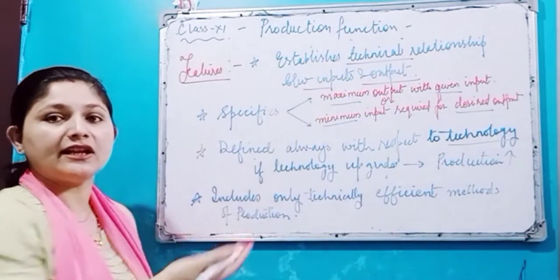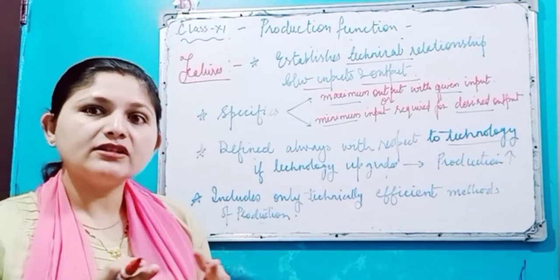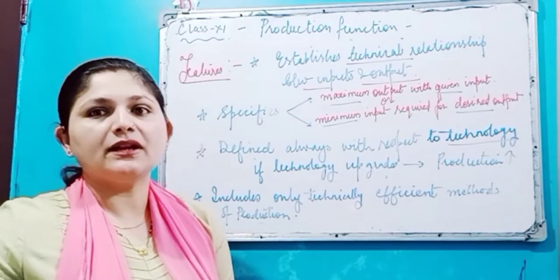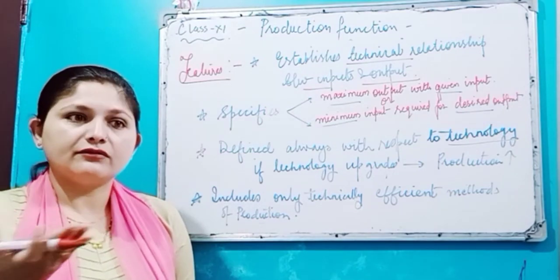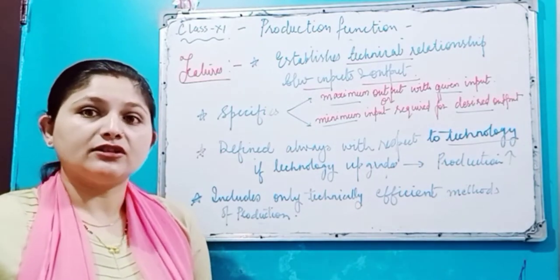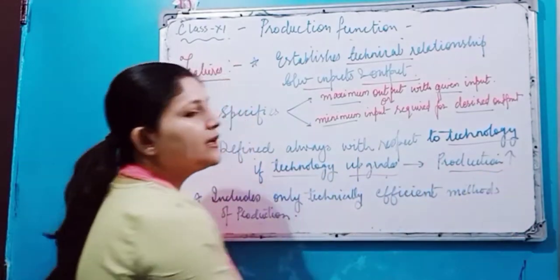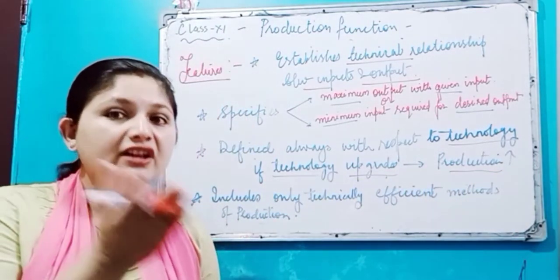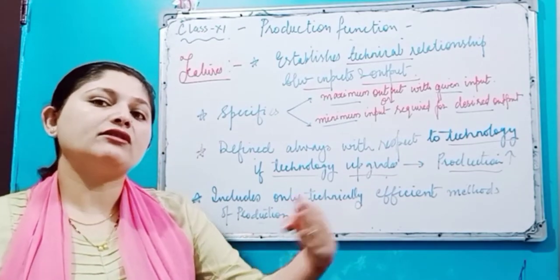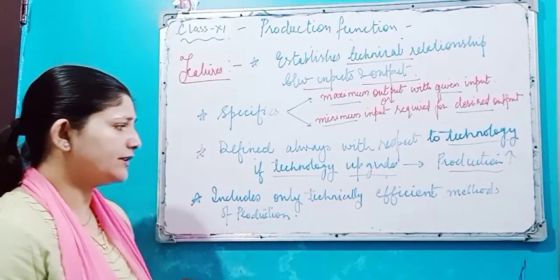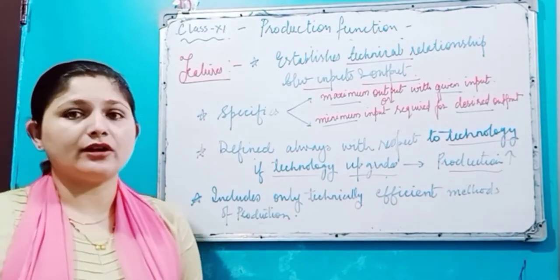It is establishing a technical relationship. तो production function हमेशा ही टेक्नोलॉजी से रिलेटेड ही एक्सप्लेन किया जाता है. Always we define production function by relating it to technology. क्यों? Because if technology upgrades, production will increase, and if we use degraded technology, production would reduce. So always it is defined with respect to technology. तो जितना ज़्यादा अच्छा हमारा टेक्नोलॉजी होगा उतना अच्छा प्रोडक्शन होगा.